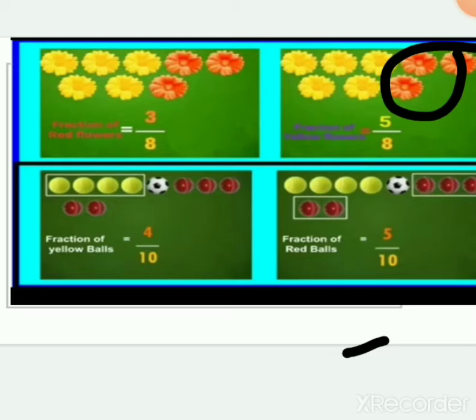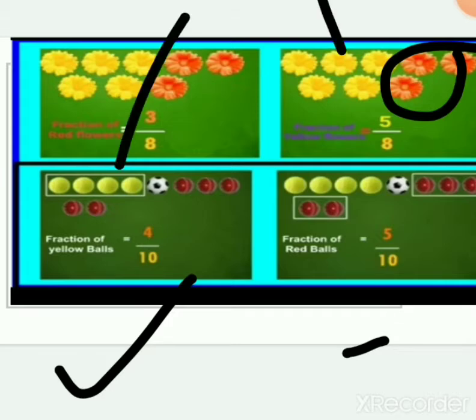Okay, so here you have to find the fraction of yellow balls. How many yellow balls are here? There are 4 yellow balls, right? And the total number of balls is 5, 6, 7, 8, 9, 10. Total 10 balls are there, out of which 4 are yellow balls. Okay. So this is the fraction for this.